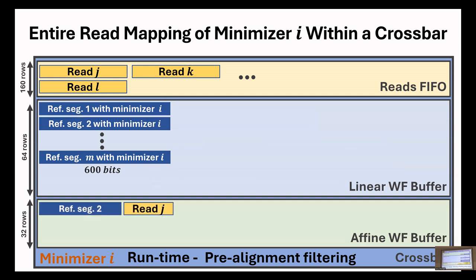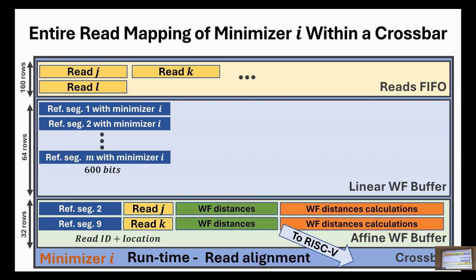And then we copy it to the affine buffer. So we got rid of all the others and we're left only with the best one from the previous stage. We do the same thing for more reads, and then when we don't have the space anymore in the affine buffer, then we compute also the affine calculation. And we send the results to the RISC-V, which manages it.